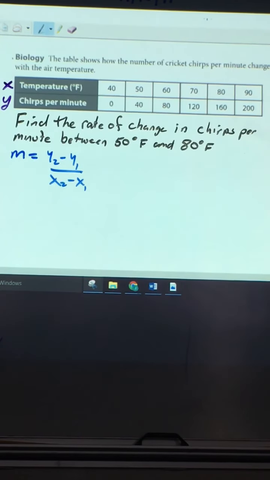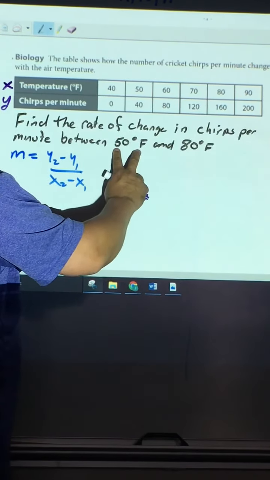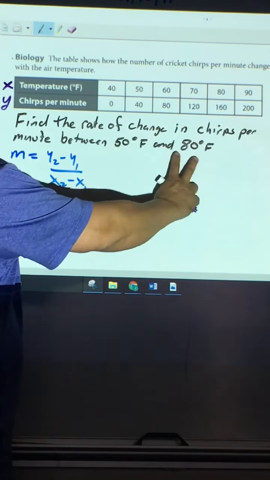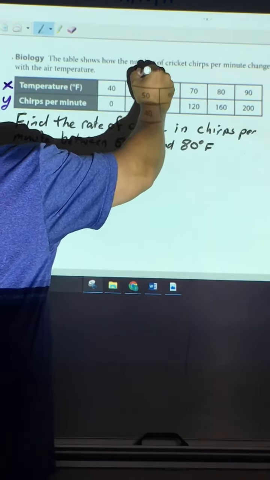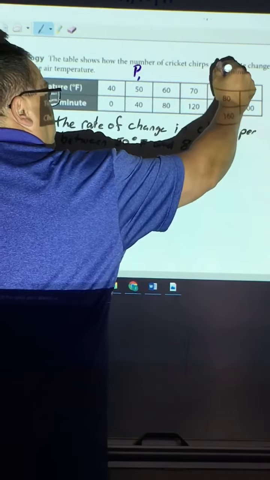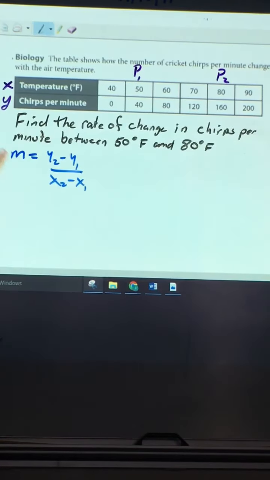All right, now we need to know what 2 points we are working with. So we need point 1 and then point 2. Well, you notice the way they set this up. 50 degrees is the first point, 80 degrees is the second point. So over here I would put P1, and over here I would put P2. All right, we have everything we need to fill out that formula.